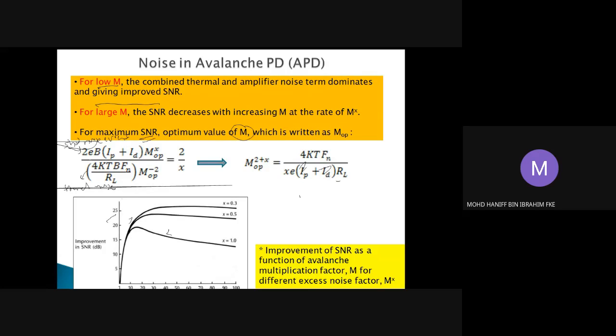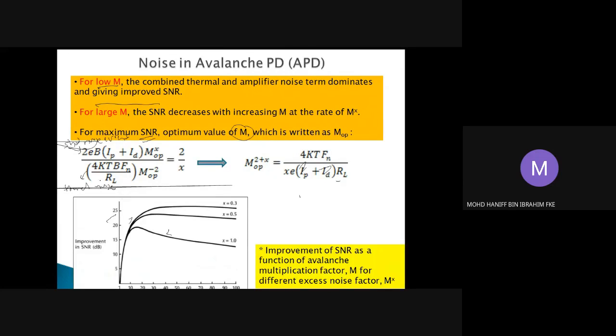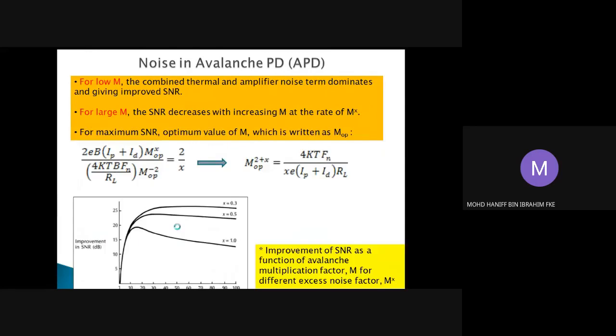Okay, so I repeat again. The first term here is the value obtained from the shot noise term, the first term here on your denominator. And the second term here is from the thermal noise term of your denominator. So the ratio between them shall be equal to 2 over X, such that the M value shall then be optimized. Shall be the optimum value of the M.